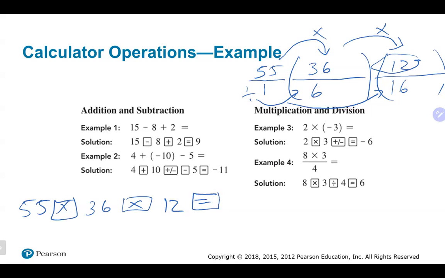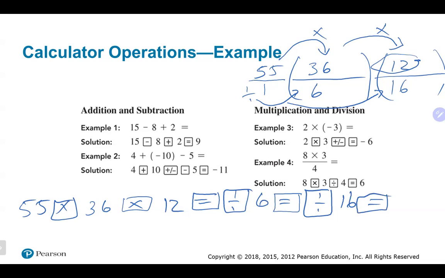We then really want to come back and divide by all the numbers that are on the bottom. So you would then hit divide by 6, and then you should hit equals. And then you should hit divide by 16 and then hit equals. And you will always get the right answer.